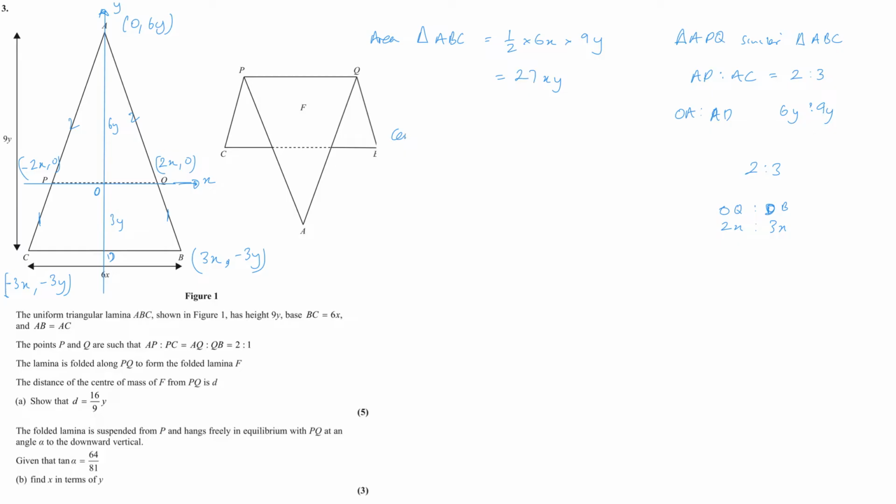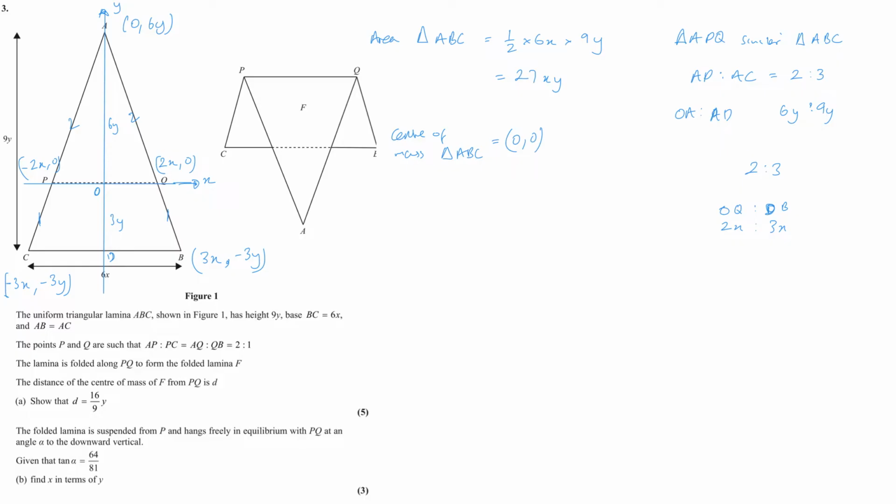Now, centre of mass of triangle ABC. So that is my x terms. So 0 plus minus 3x plus 3x divided by 3 is 0. And then my y's, so 6y minus 3y minus 3y is 0, so it's going to be 0, 0. So centre of mass is along that PQ line.